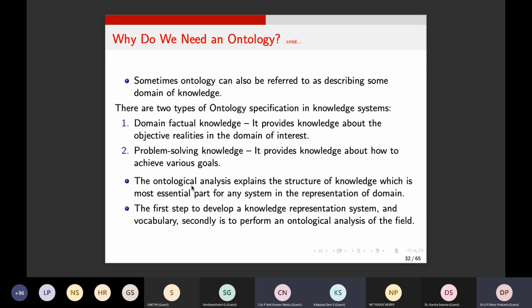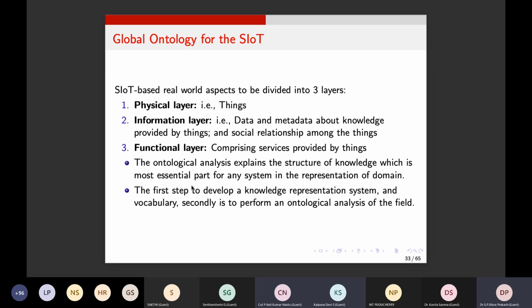Okay, so if you look into the SIoT based real world aspects, it is divided into three different layers, right? The physical layer, the information layer, and also the function layer. The physical layer is a set of objects or things, right? Where you have sensors, actuators.